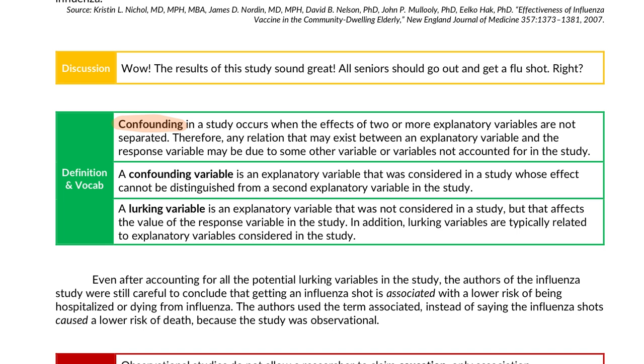Therefore, any relation that may exist between an explanatory variable and the response variable actually might be due to some other variable or variables not accounted for in the study. Most specifically, we're looking for two types of variables.